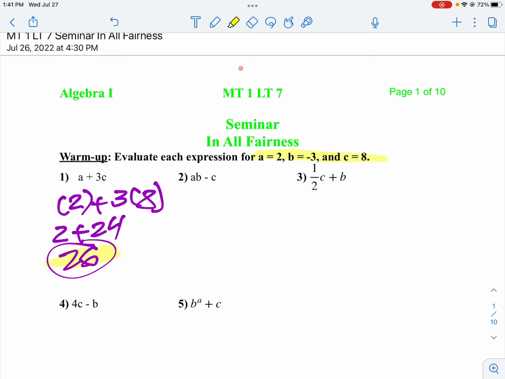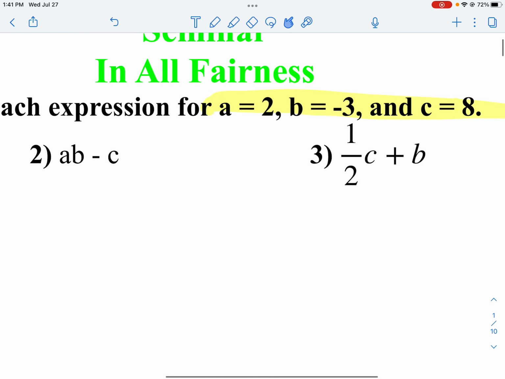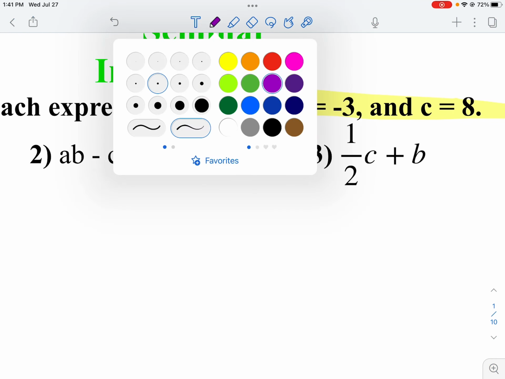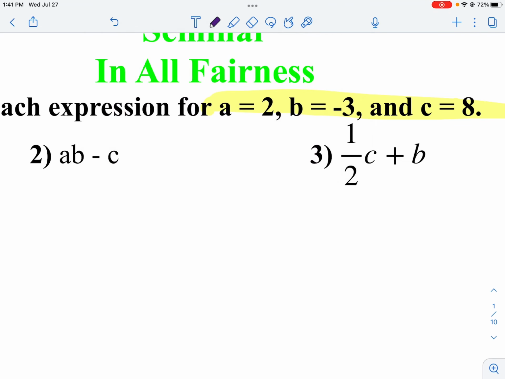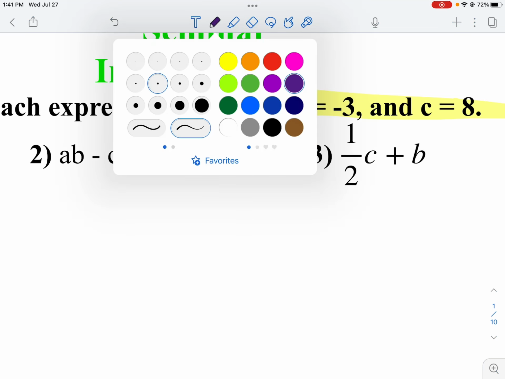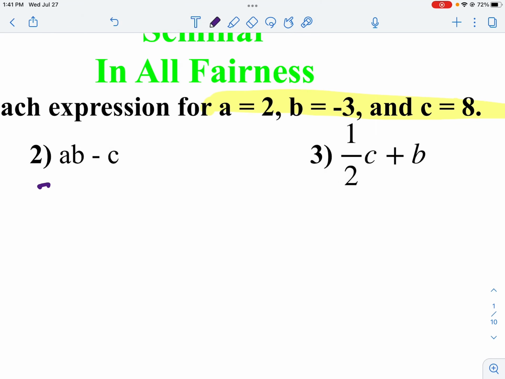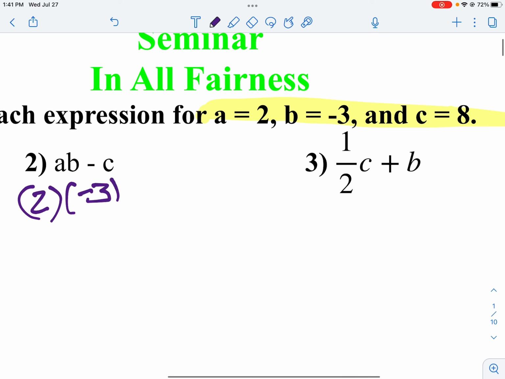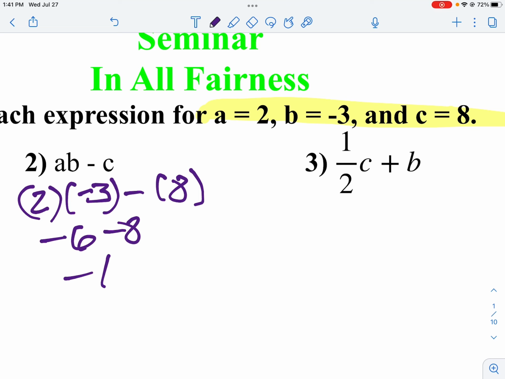Now, let's take a look at the second one. I'm going to make this a little bit bigger so you can see it. I'm going to change colors here so we can tell the difference between our two problems. So A is 2. Whoa, that's really kind of thick. I'm going to make this a little bit thinner. So A is 2. B is -3. And I'm going to subtract C, which is 8. So then I get 2 times -3 is -6, minus 8 is -14, and there is our solution.